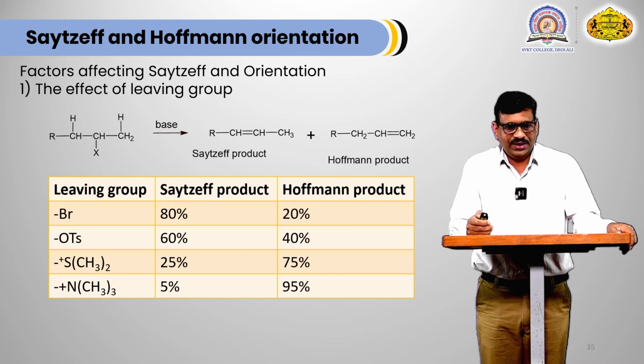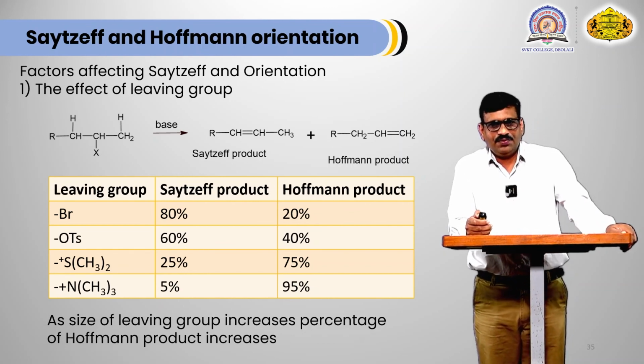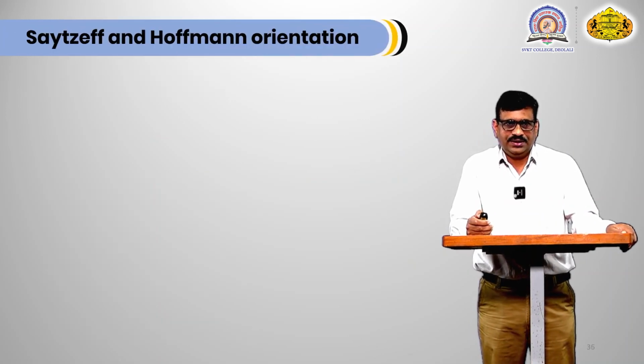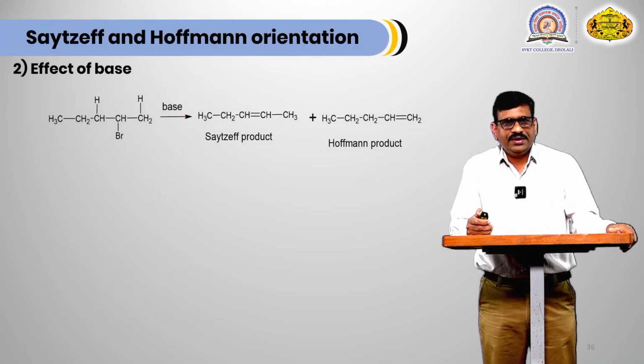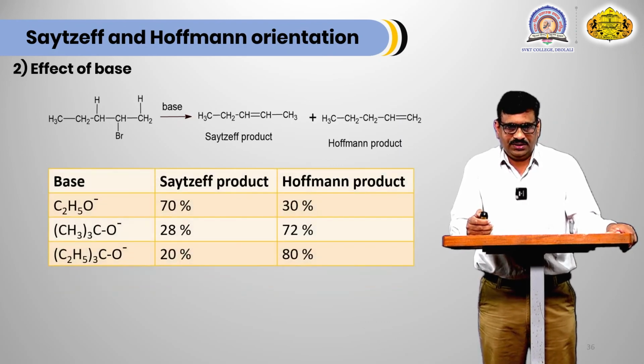And in fourth case, size of leaving group is much larger as compared to bromine. That's why percentage of Hoffmann product is 95% and percentage of Saytzeff product is 5%. As the size of leaving group increases, percentage of Hoffmann product also increases. Then effect of base. Effect of attacking base also determines the percentage of Saytzeff and Hoffmann product.